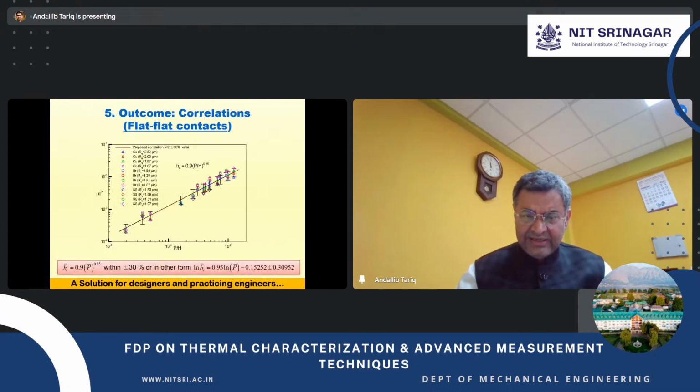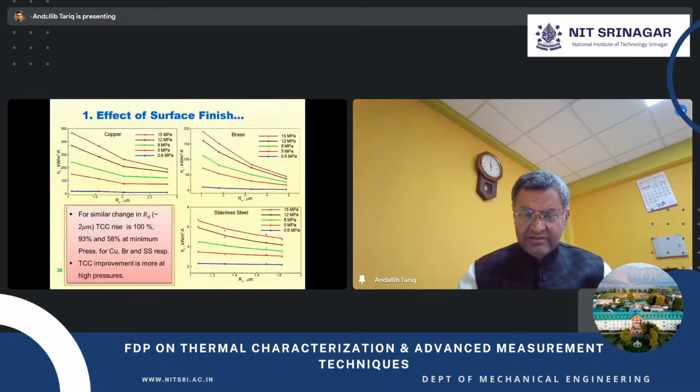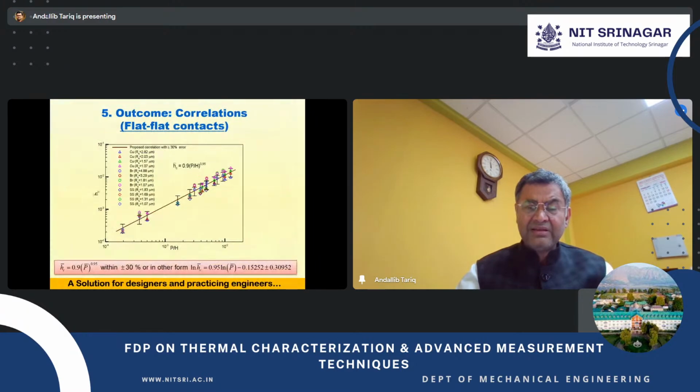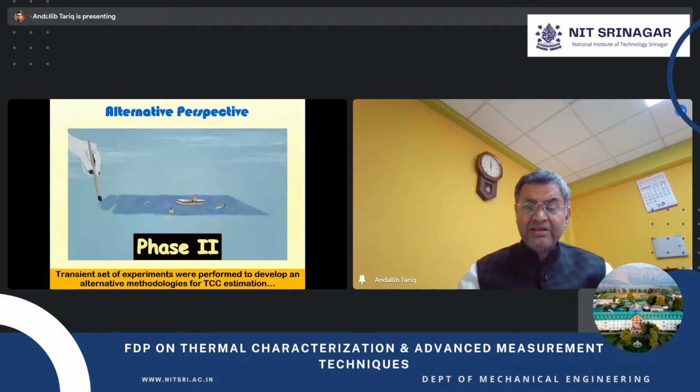I will show you this kind of temperature. This is a steady state temperature. But we have gone for an alternative perspective. So what happens during the transient time? Number one, is it viable? Is it feasible to reduce the experimental time, or is it possible that by using the transient temperature variation data, we can get the steady state conductance value? So we did it.